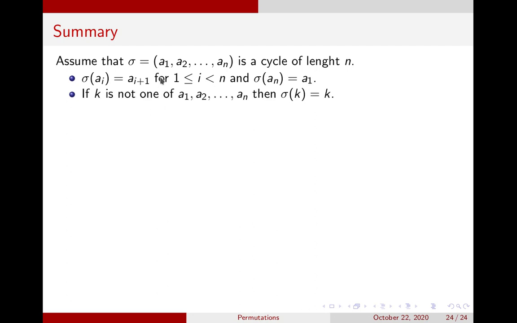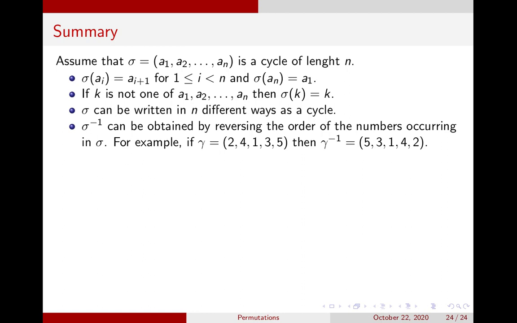And if k is not one of the numbers a1, a2, and so on through a sub n, then sigma of k is k. We know that a cycle of length n can be written in n different ways as a cycle. We know that you can find sigma inverse by reversing the order of the numbers appearing in sigma. And here's an example. If gamma is (2 4 1 3 5), then the inverse of gamma is (5 3 1 4 2).